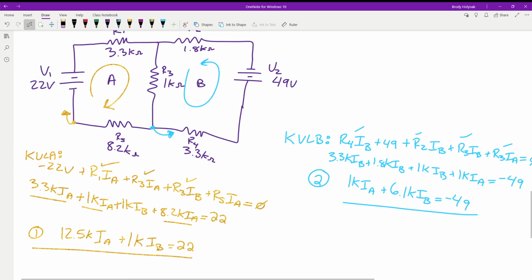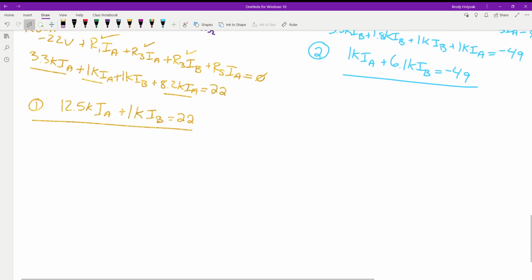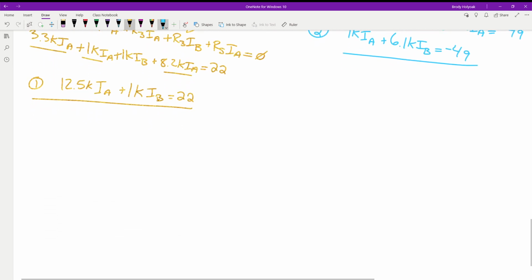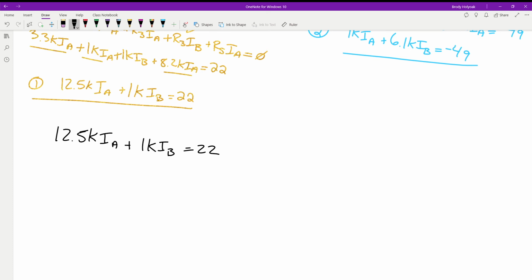Okay, everybody got those equations? Everybody good? So now we need to solve these. We need to find out what these currents are. So we have 12.5K IA plus 1K IB. If you want to, you could write these numbers out fully: this would be 12,500, this would be 1,000. For simplicity's sake, I'm just going to put in the prefixes. Equals 22. Our second equation is 1K IA plus 6.1K IB is equal to negative 49.